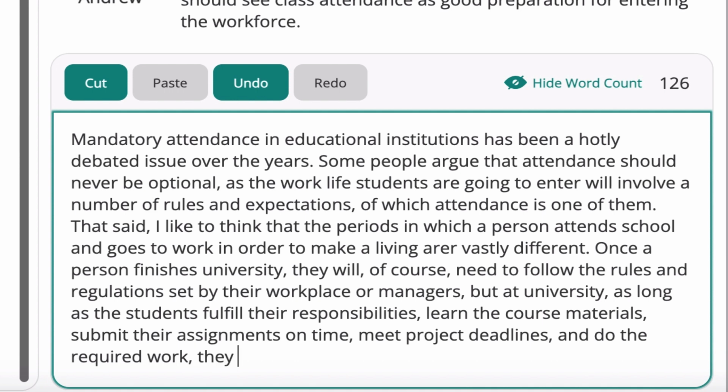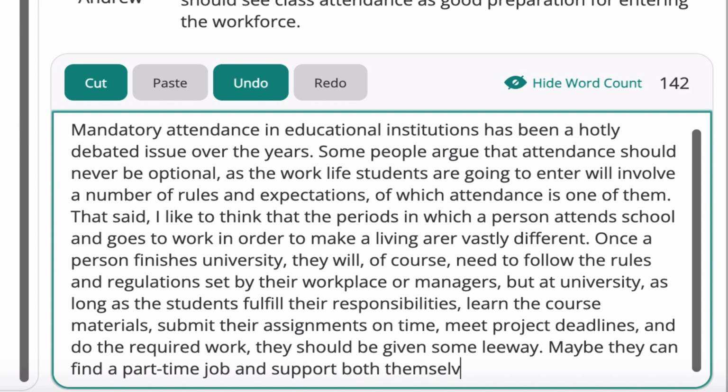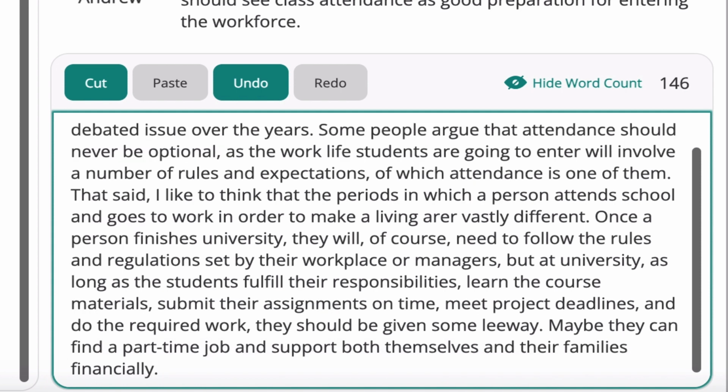maybe they should be given some leeway. Leeway means freedom. So they should be given some freedom. Why? Why is this important? This is important because if they are given freedom, maybe they can find a part-time job, and support both themselves and their families financially. Okay. If they find a job, they can support themselves financially.